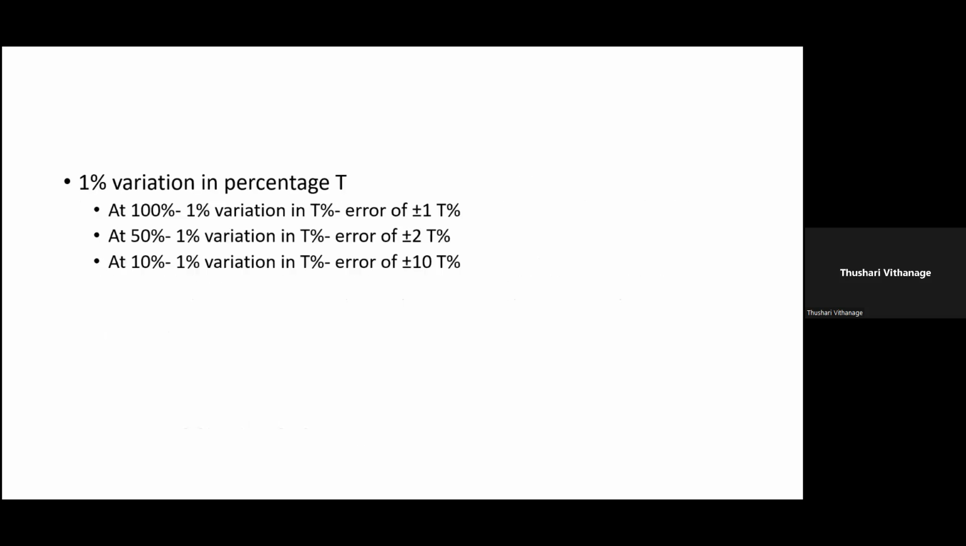Here, if we consider 1% variation in percentage transmittance at full scale, there's an error of plus or minus 1% transmittance. At half scale, it goes plus or minus 2% transmittance of error. And at 10% of variation, it goes plus or minus 10% of transmittance variation.